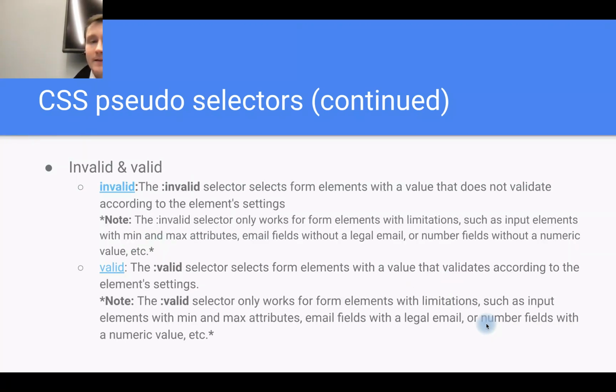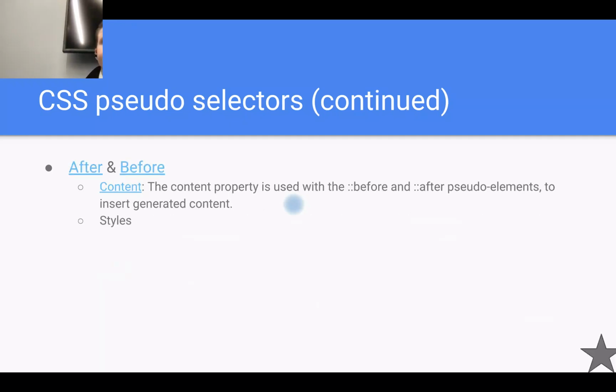We also looked at invalid and valid. Specifically, in the case of typing an email into a text box, if it's invalid, we can style it so that the user knows that their email has been entered incorrectly. And then we have valid. If we use the valid selector, we can apply the opposite behavior: "Hey, your email looks good, right? It's valid." It just depends on how you want to do it.